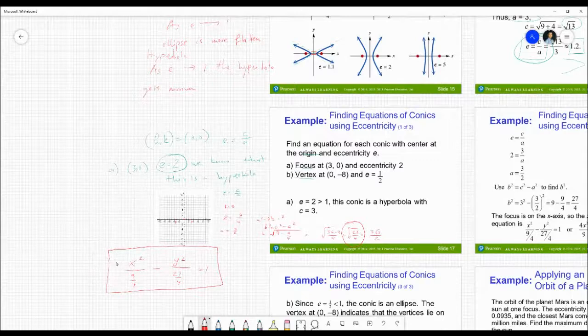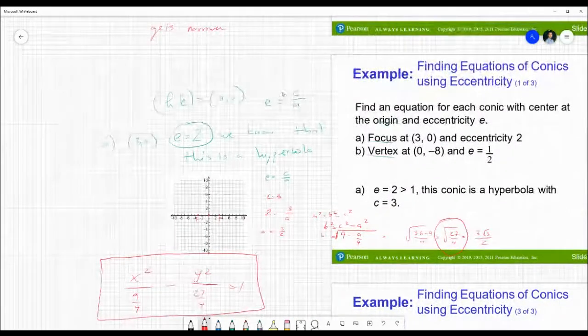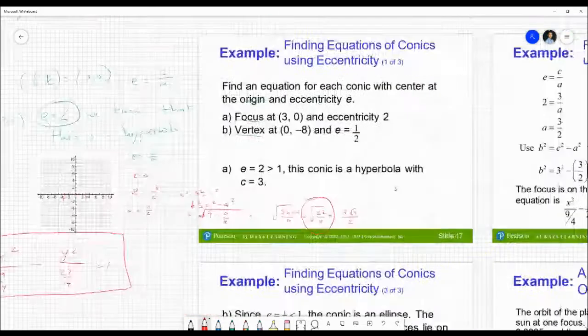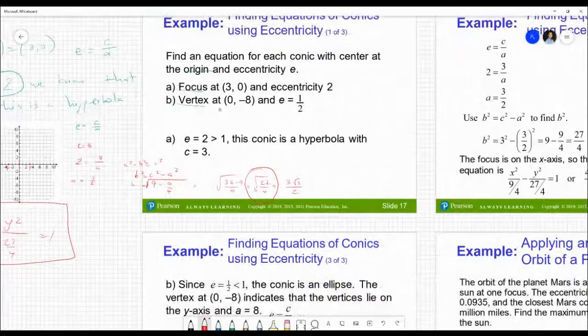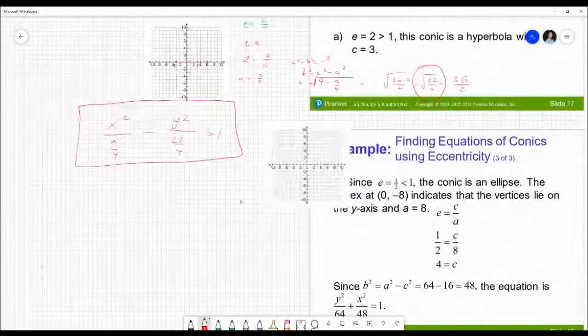Okay, so the only thing that's different from what you've been doing is that this time they actually give us the eccentricity, which is equal to c over a. And just like when they give you either the a, b, or c value, you can find out the values of the other ones. Okay, so let's do the second one, the vertex here. So again, let's draw this.